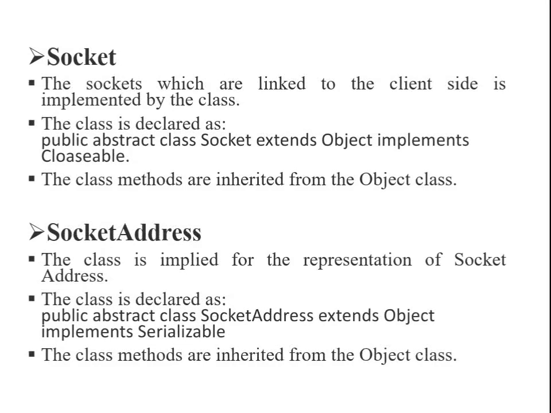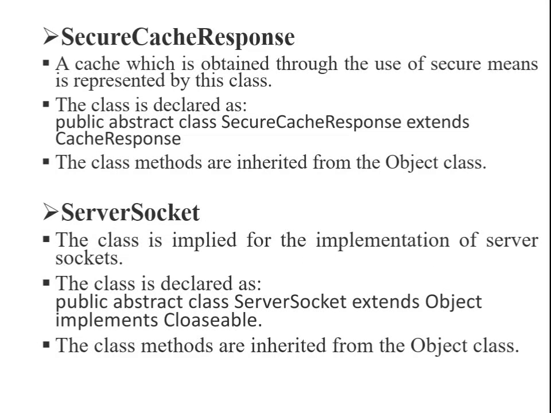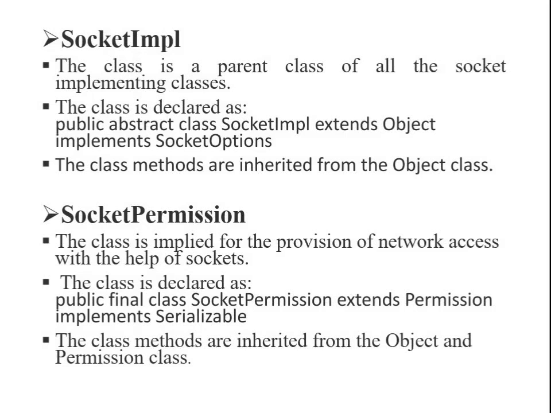Next one is SocketAddress. The class is implied for the representation of the socket address. The class is declared for the SocketAddress as public abstract class SocketAddress extends Object implements Serializable. The class methods are inherited from the Object class. Next one is SocketImpl. This class is a parent class of all the socket implementing classes. The class for the SocketImpl is declared as public abstract class SocketImpl extends Object implements SocketOptions. The class methods are inherited from the Object class.